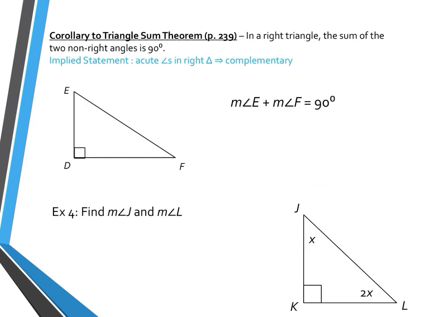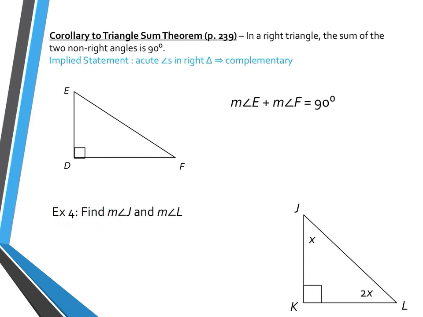All right, next we have the corollary to the triangle sum theorem. And the corollary says that in a right triangle, the sum of the two non-right angles is 90 degrees. So I mentioned this a little bit earlier in the video. Here's our implied statement. Acute angles in a right triangle implies complementary. So if we have one right angle, we can subtract that from the total 180, leaving us with 90 degrees, which means angle E plus angle F must be 90 degrees. So let's use and apply this theorem to example 4.